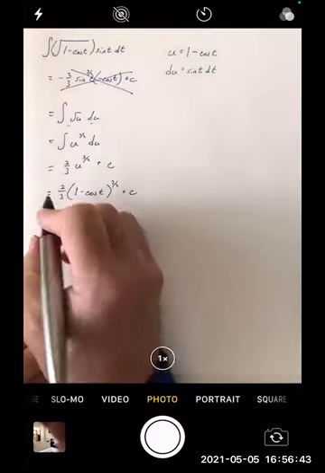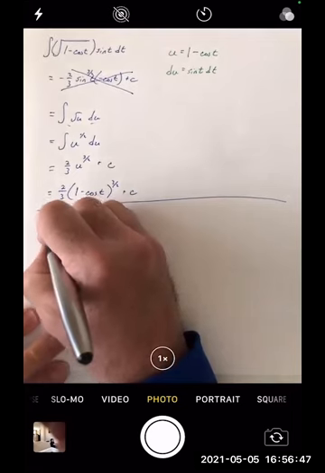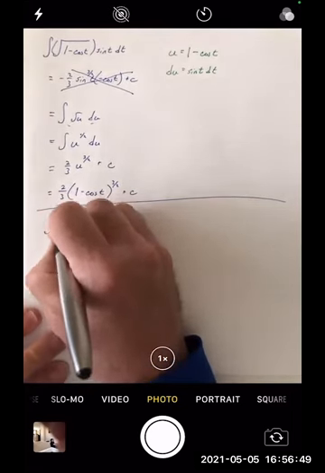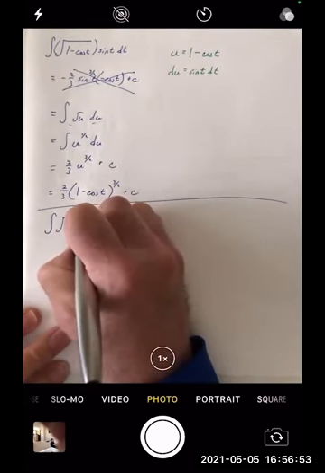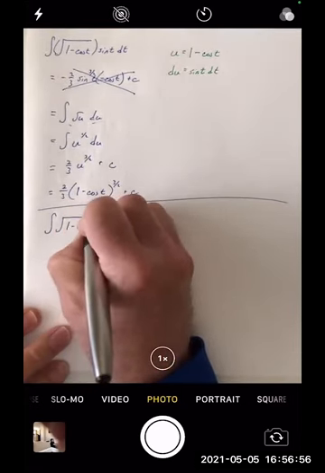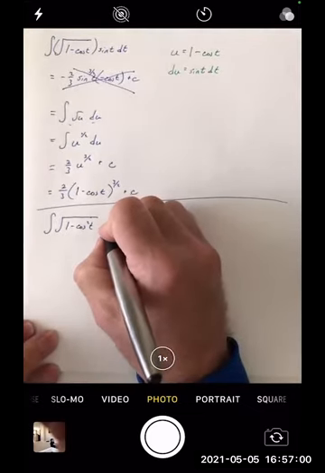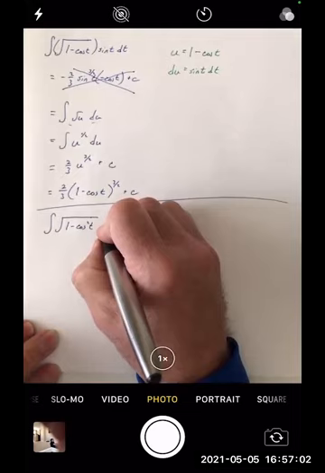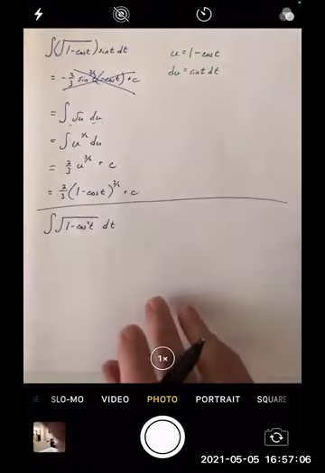All right, nice job. All right, let's try this one: the integral of root of 1 minus cosine squared inside that root, dt.